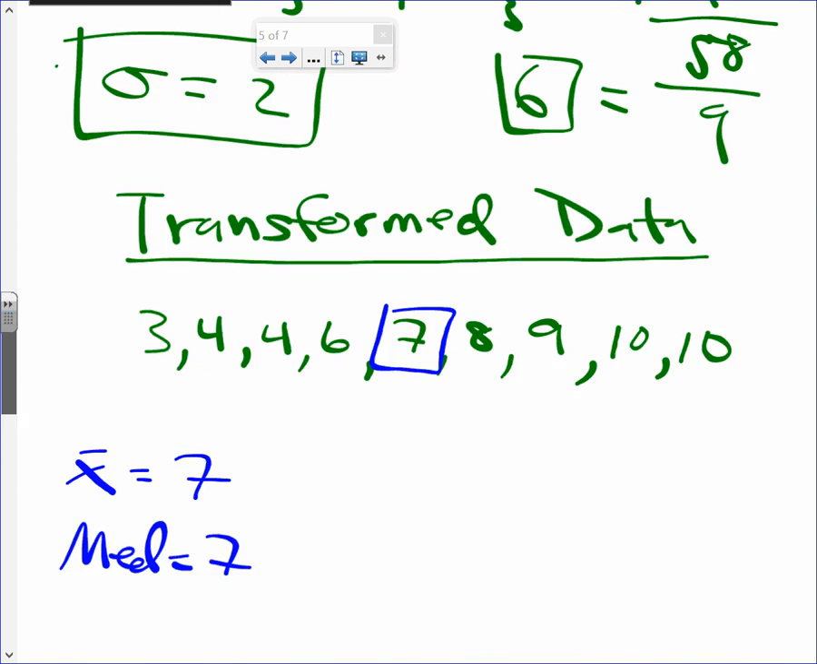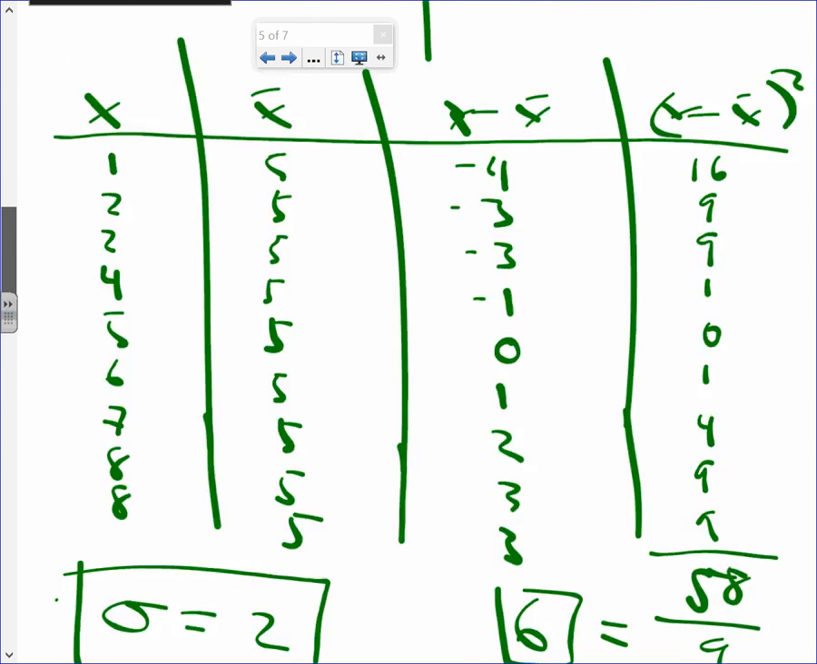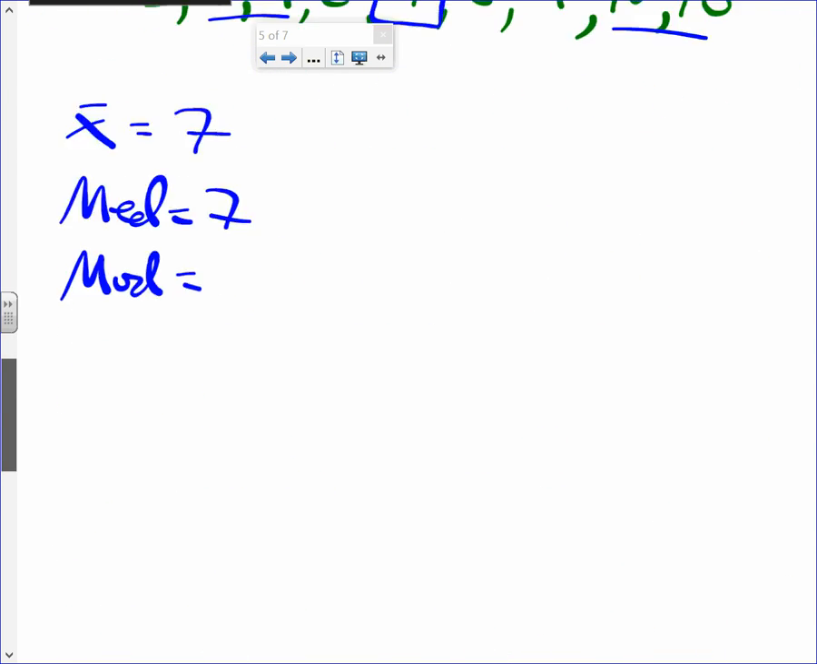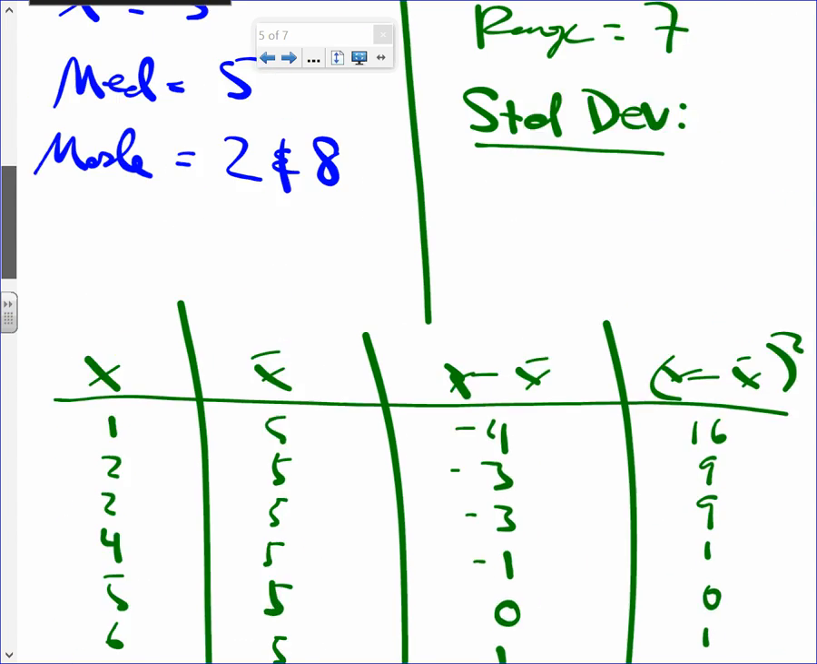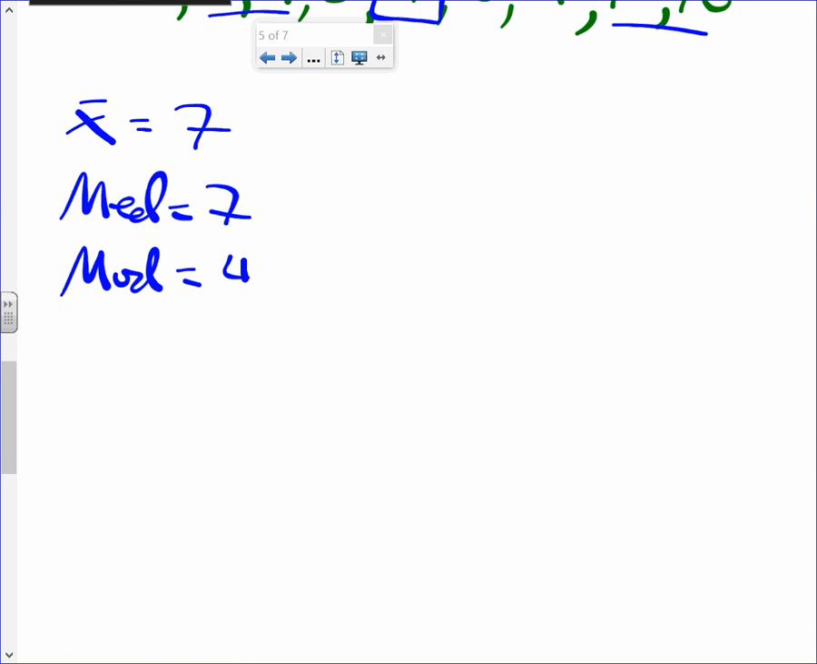Mode. Bimodal still, huh? 4 and 10. It used to be, was it 2 and 8? So even the modes were up 2. This is 4 and this becomes 10. Okay, that makes sense. All right. So far, so good. Let's do the measures of variation now.